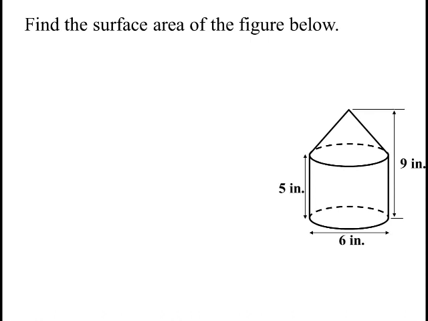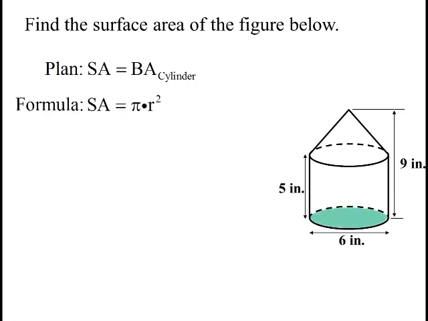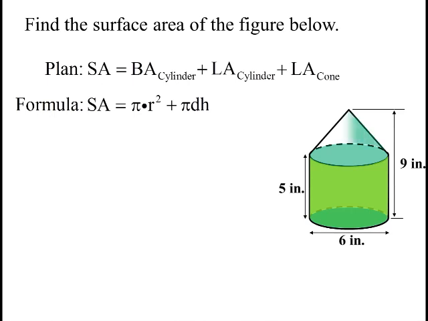So pause the video here and see if you can find the surface area of this object. It's got 3 main surfaces. You first got to start with, if you're going to work from bottom up, find the base area of the cylinder. That's just going to be simple pi r squared. Then you've got the lateral area of the cylinder, which you remember is pi dh. Now, the top of the cylinder and the bottom of the cone are not exposed, so all that's left is the lateral area of the cone, which we know to be pi rl.